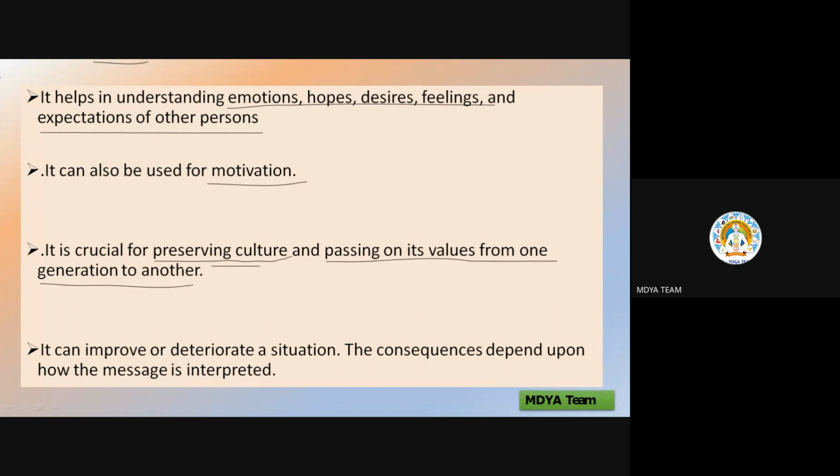If we see our history also, our culture is preserved because values have been passed on from generation to generation. So in this way, communication plays a role here. It can improve or deteriorate a situation. This is the power of communication. So it is important for us to know how to communicate effectively. The consequences depend upon how the message is interpreted.